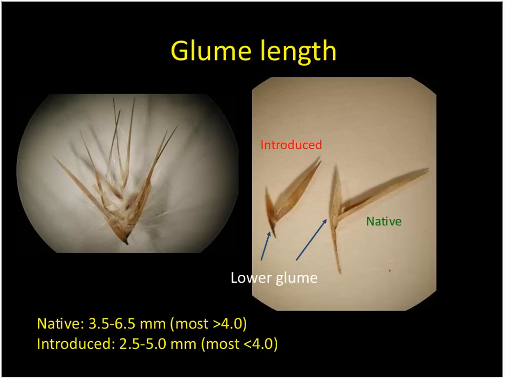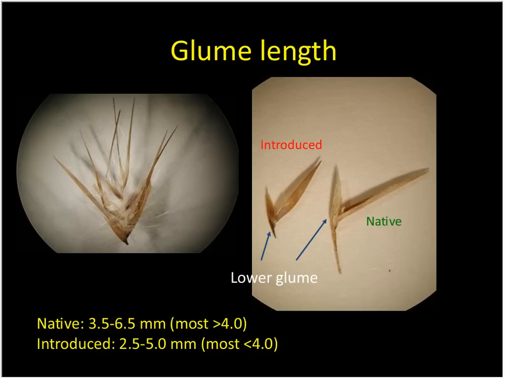Now, I've been measuring glumes from samples collected all over North America, and there is a little bit of overlap. But typically, the native ones are larger. Most of them are greater than 4 millimeters in length, and the introduced ones are smaller than 4 millimeters in length. Most of them range about 3 to 3.5 millimeters.